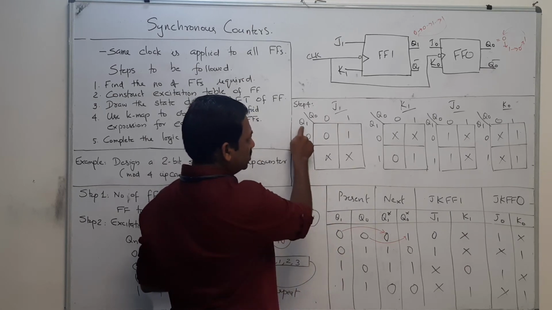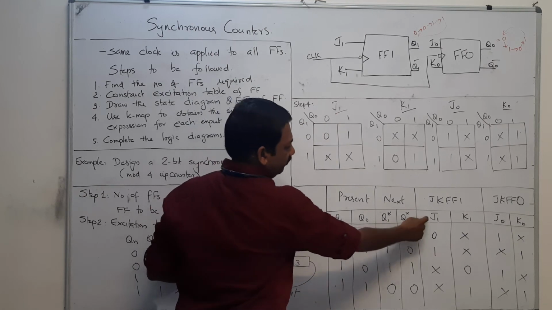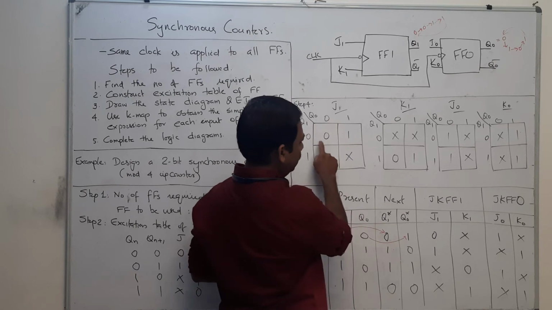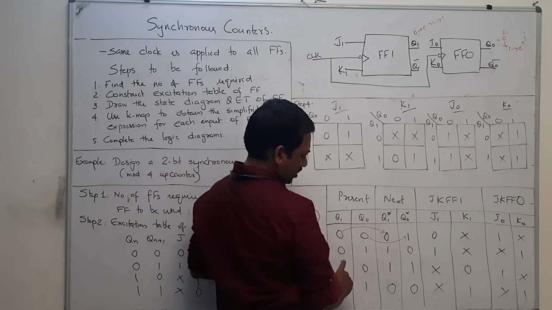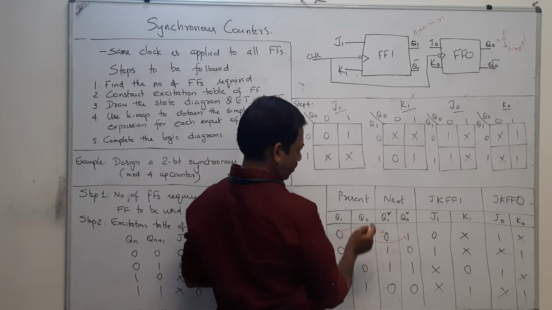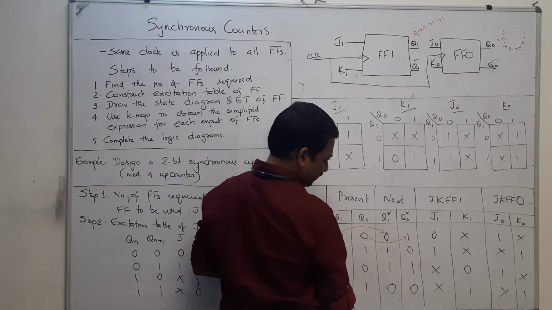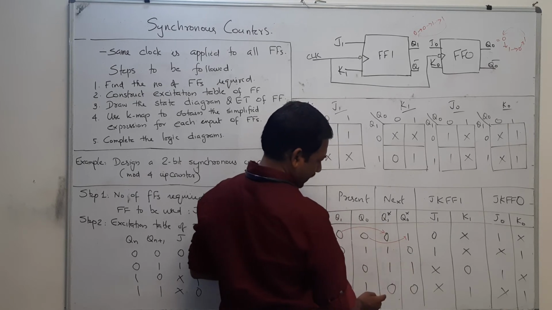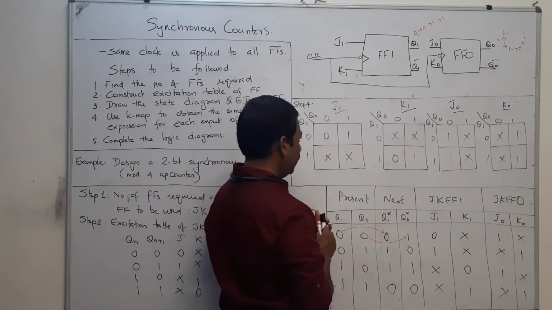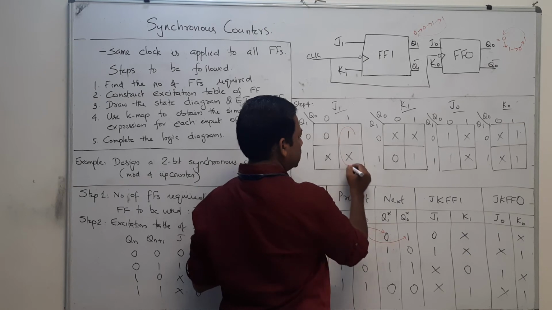Then here this is Q1 and Q0. Then this is J1. So 0 0 it is 0, 0 1 is 1, and then 1 0 is 1, and 1 1 is 0. No, 1 0 is x, and 1 1 is x. That is why you have xx. Now I am going to group this, that means 1 and x.